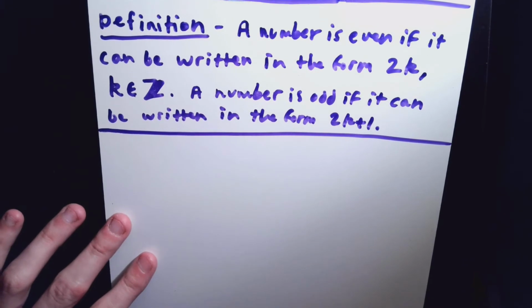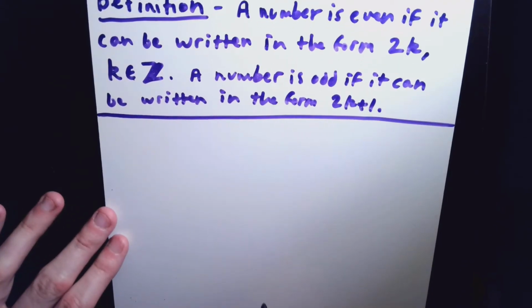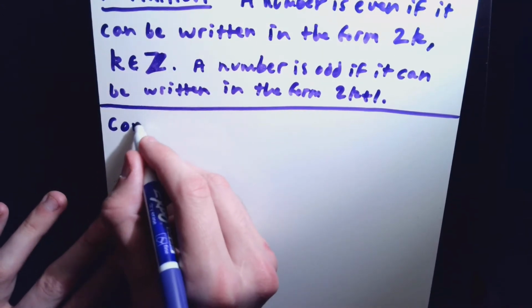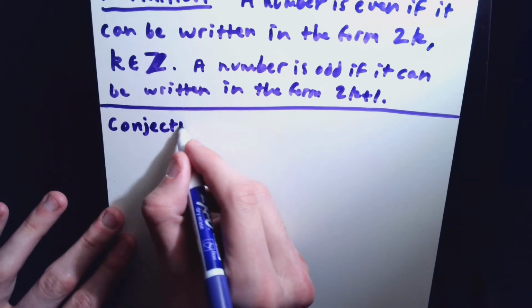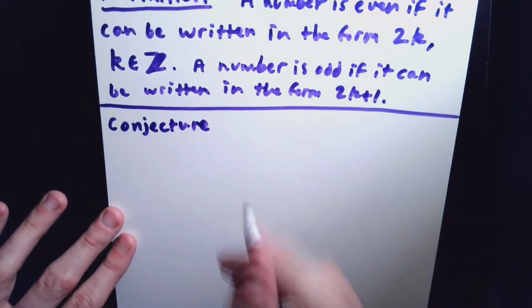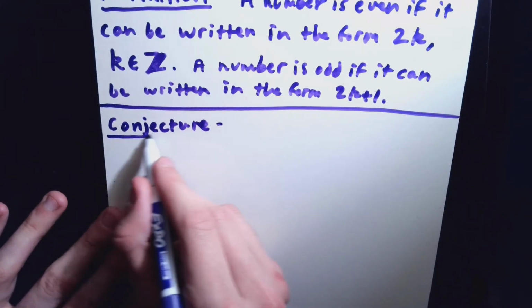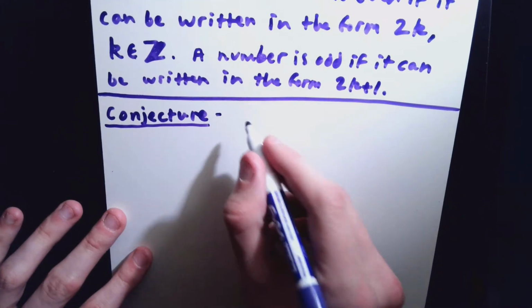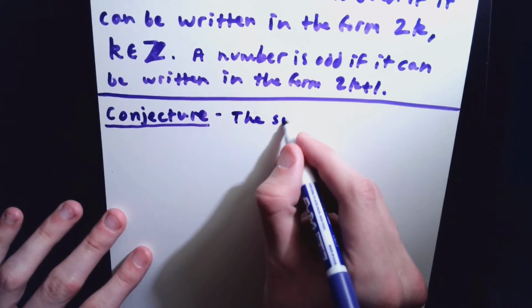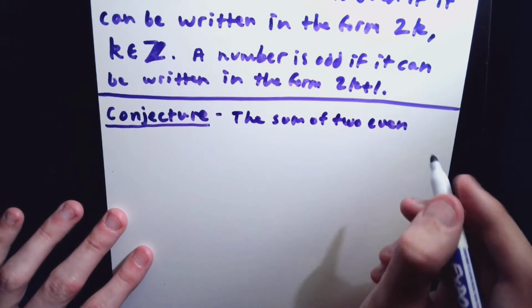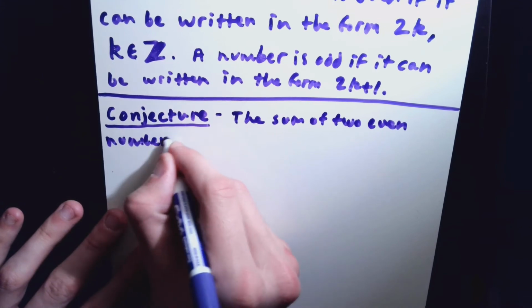And now let's prove a very basic fact that seems very obvious or intuitive, but maybe you've never thought about it before. Let's just state it as a conjecture for now. In the spirit of this series, we'll state things as conjectures and then prove them, unless it's a famous result. Conjecture: the sum of two even numbers is even.